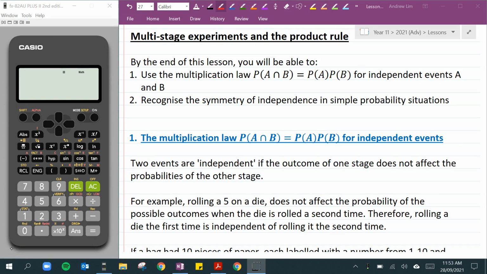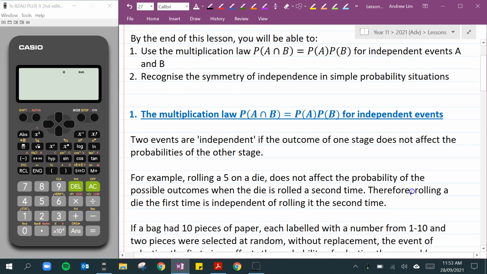In this video we're going to be looking at multi-stage experiments and the product rule. By the end of this lesson, you'll be able to use the multiplication law: the probability of A and B is equal to the probability of A times the probability of B for independent events A and B, and recognize the symmetry of independence in simple probability situations.